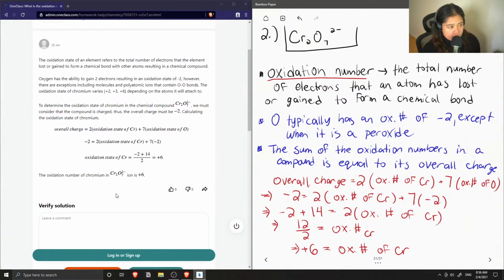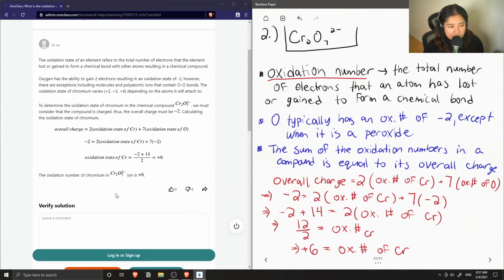The oxidation state of an element refers to the total number of electrons that the element lost or gained to form a chemical bond with other atoms, resulting in a chemical compound. Oxygen has the ability to gain 2 electrons, resulting in an oxidation state of -2. However, there are exceptions, including molecules or polyatomic ions that contain oxygen-oxygen bonds. The oxidation state of chromium varies to +2, +3, and +6, depending on the atoms it will attach to.